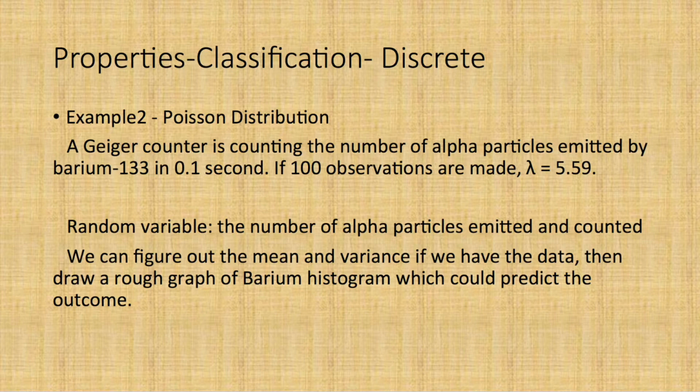The second question is about Poisson distribution, a practical example on a Geiger counter. We see the random variable here is the number of alpha particles emitted by barium-133 in 0.1 seconds, and this is the first step to handle the problem.